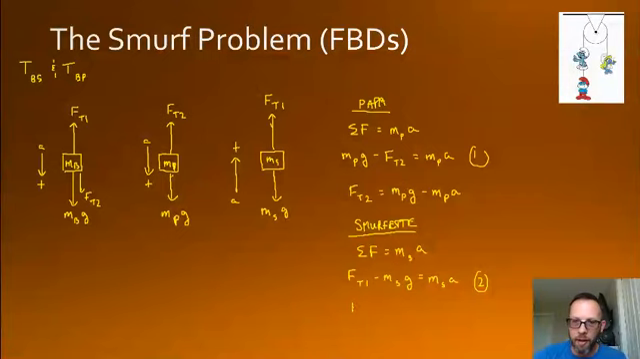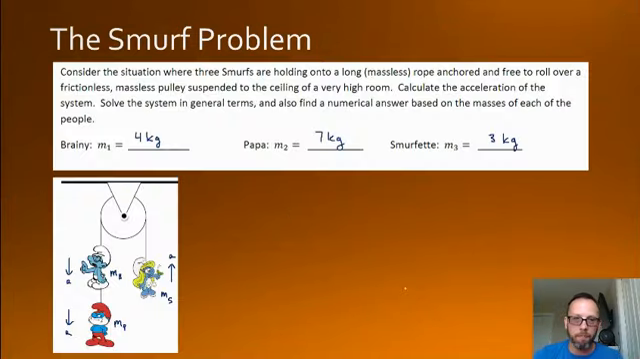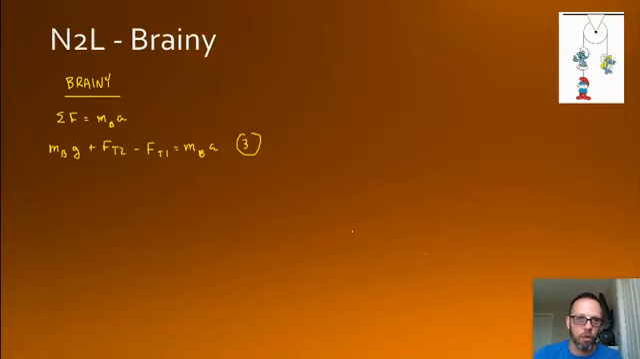And I can do the same thing. I can isolate FT1. FT1 equals MSG, move the MSG over, it'll be positive, plus MSA. And now we can use substitution, because check this out. If I plug this tension force into Brainy's equation, I'll just have A left. And if I plug in Smurfette's for the other tension, that's just A as well. And so look what happens as we sub those in to our equation here.